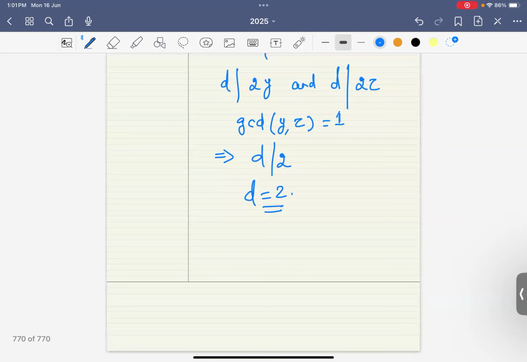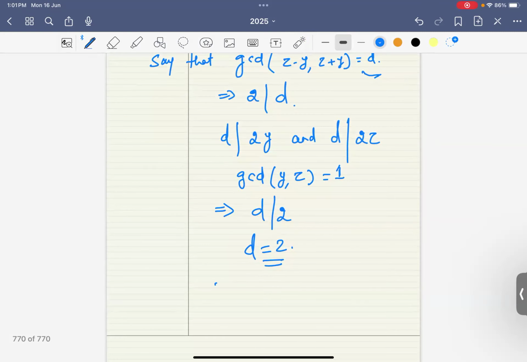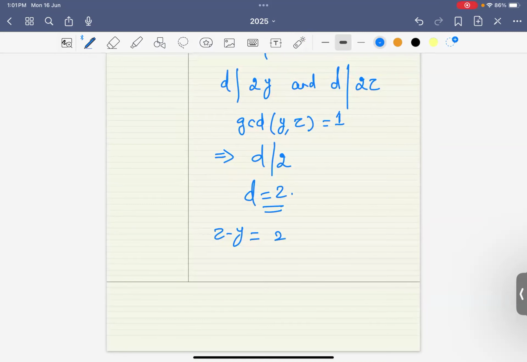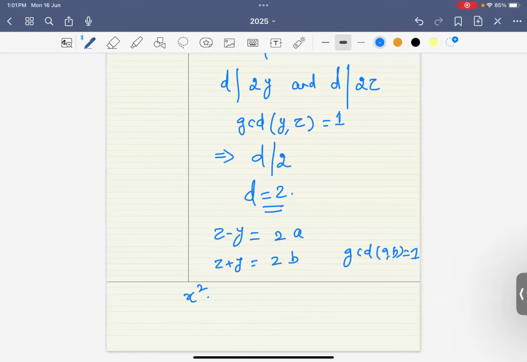Which would mean that z minus y can be thought of as 2 times a, and z plus y can be thought of as 2 times b, where a and b are co-prime. So that equation becomes x square is equal to z minus y, which is 2a, times z plus y, which is 2b, so 4 into a into b.